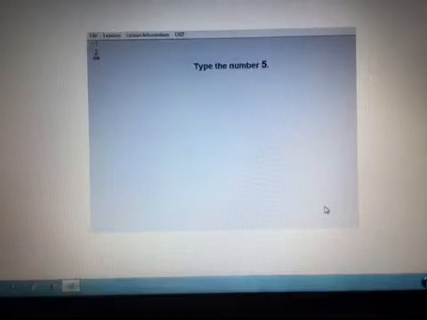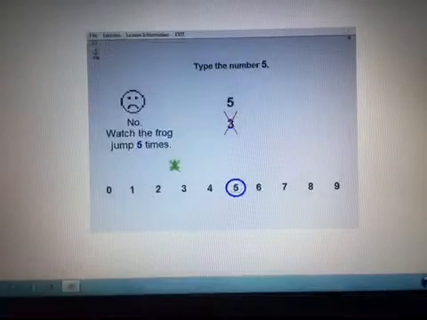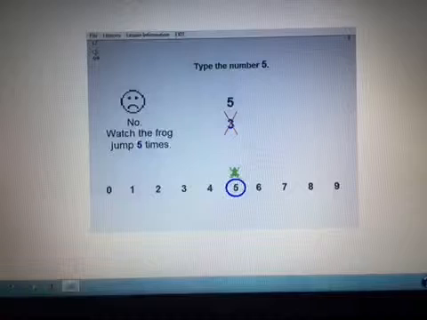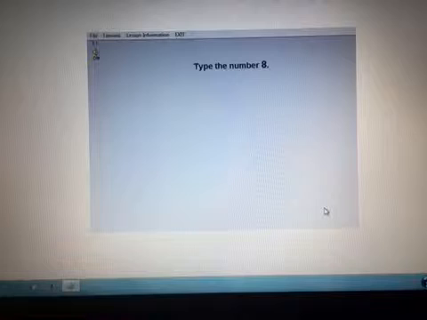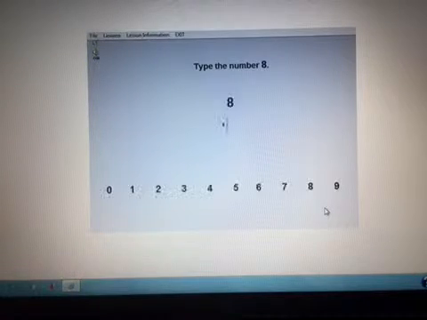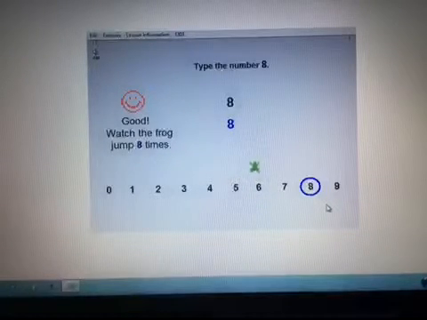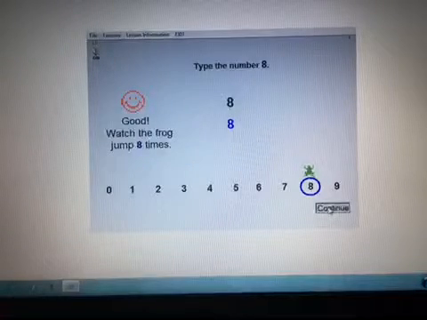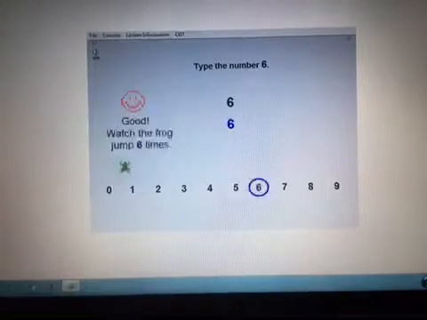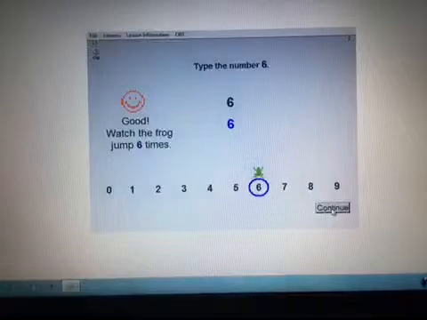Type the number 5. No, watch the frog jump 5 times. Type the number 8. Good. Watch the frog jump 8 times. Type the number 6. Good. Watch the frog jump 6 times.